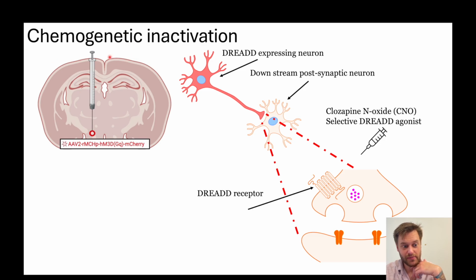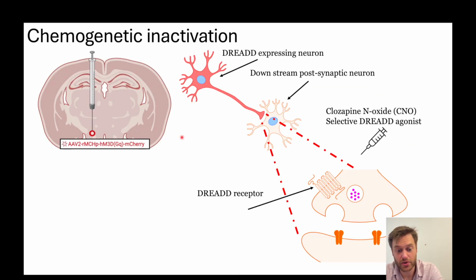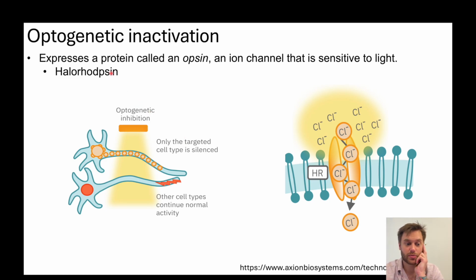Here we were talking about chemogenetic inactivation, and that's because we're using a chemical in combination with genetic manipulation to get the effect that we care about. With optogenetic inactivation, it's very similar, except instead of a chemical, we're using light to manipulate a particular protein. So optogenetics is very similar to chemogenetics. You use a virus or some kind of transgenic manipulation to express a protein called an opsin, which is an ion channel that is sensitive to light.